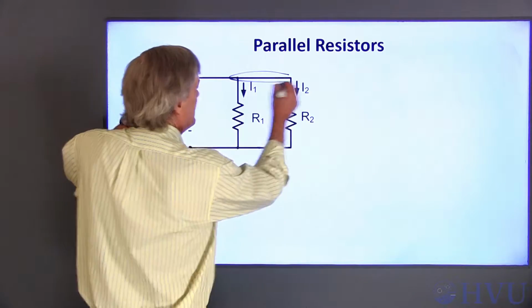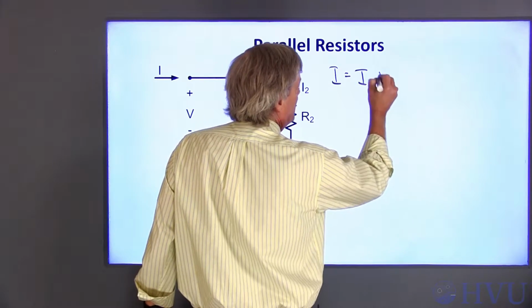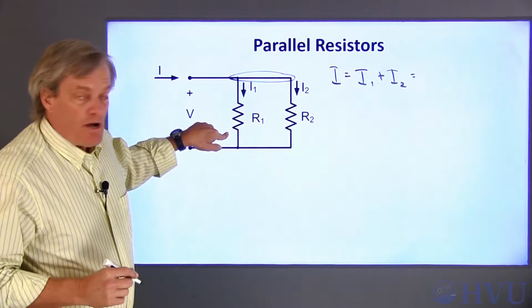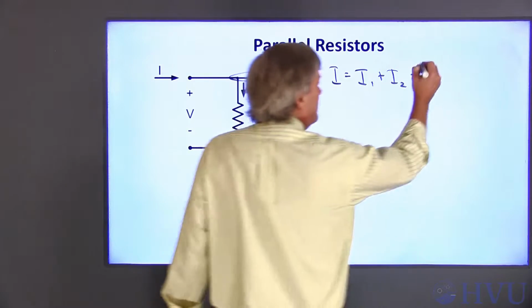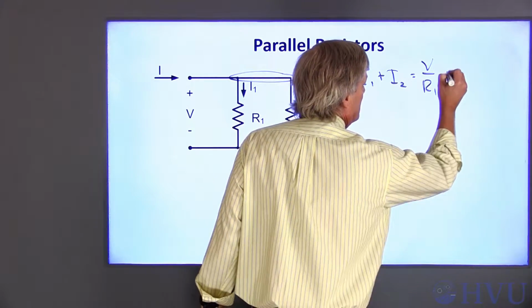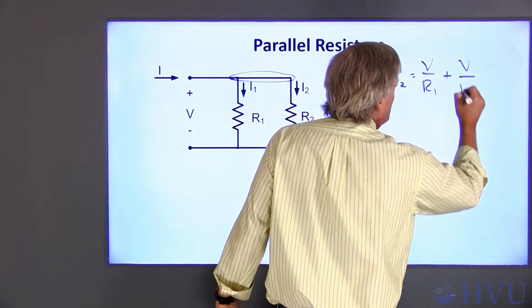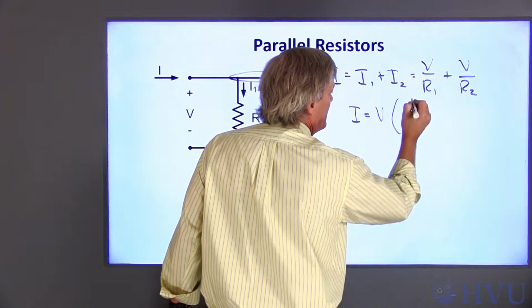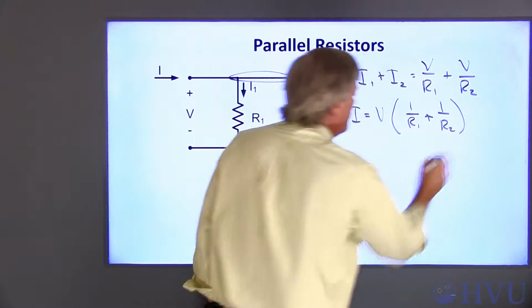So, KCL up here tells us that I is equal to I1 plus I2. The voltage across R1 is V, so I1, according to Ohm's law, is V over R1. Likewise, the current I2 is V over R2. So I is equal to V times 1 over R1 plus 1 over R2.